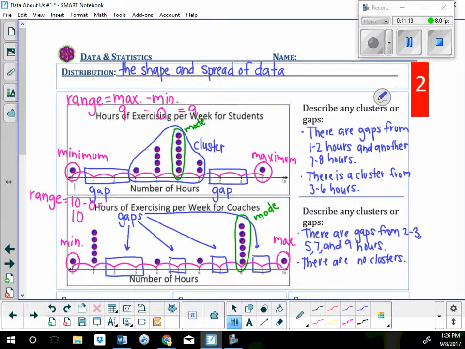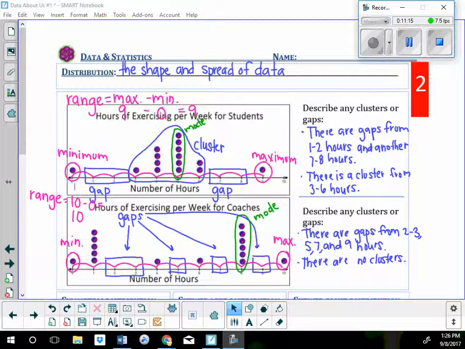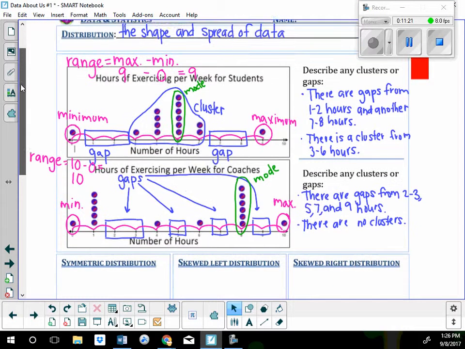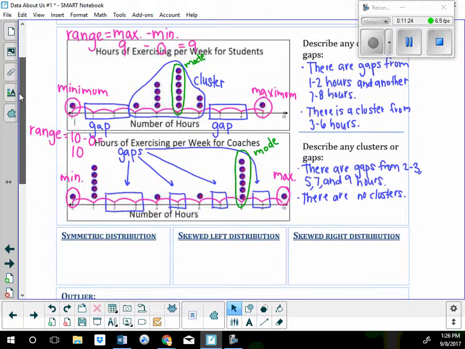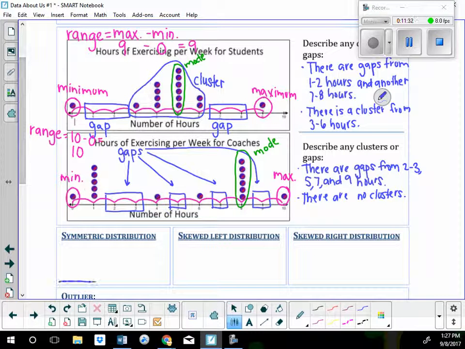Let's move down on our note catcher and let's talk about distributions. So how we can look at how our data is organized and how it's spread. So the first type of distribution that I want to look at is a symmetric distribution. And you can think back to when you were little. Did you ever do those paintings where you put paint in it and then you would fold your piece of paper and then you would unfold it? You had the same thing on both sides, right?